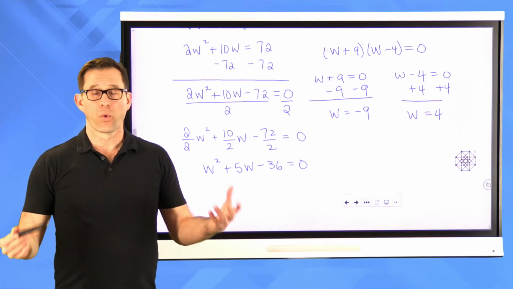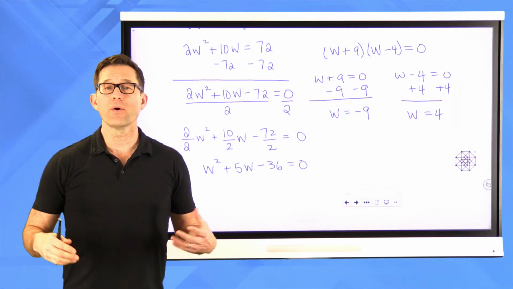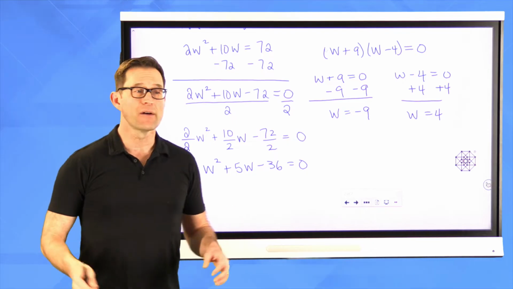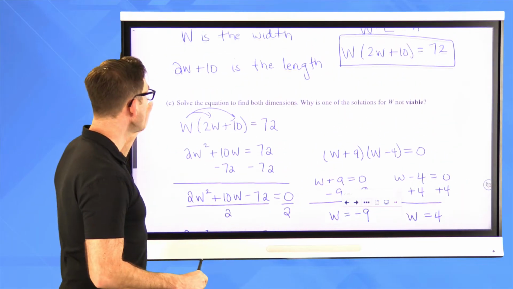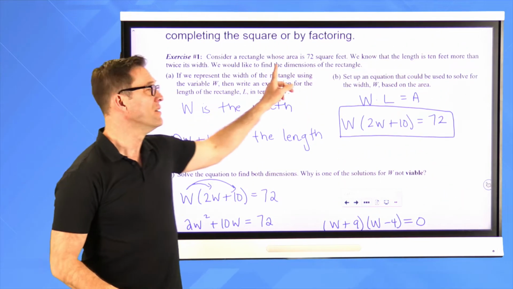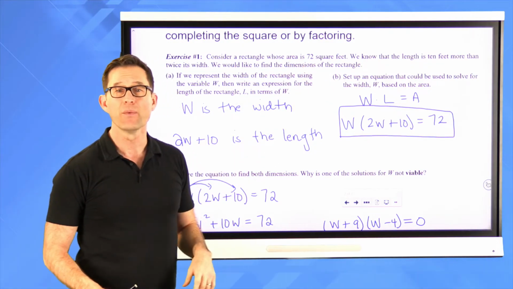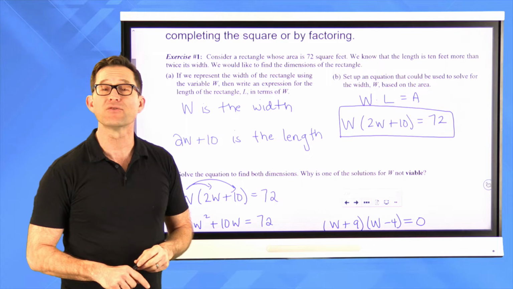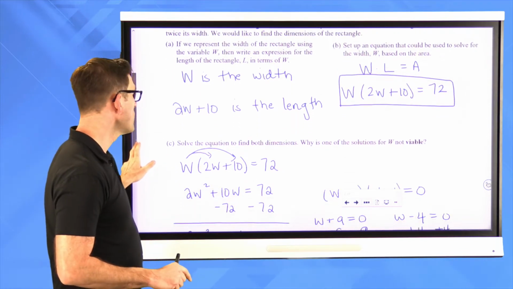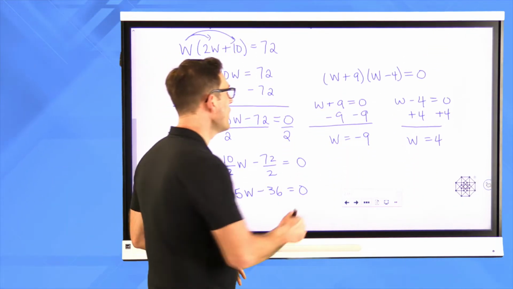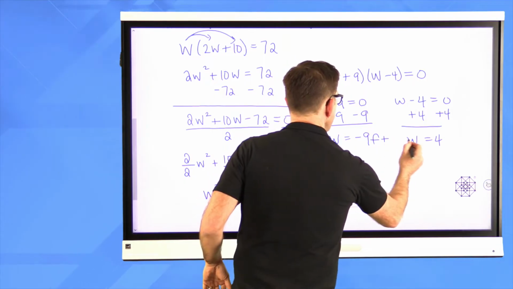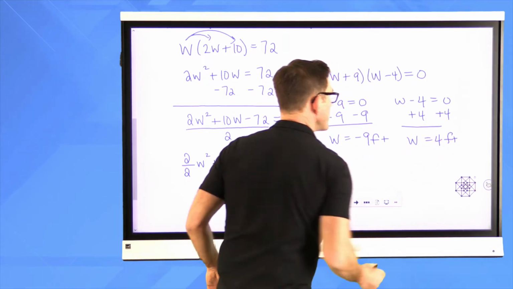In all word problems, you always want to be very aware of things like units and stuff like that. So if I go back up here, right, I note that my rectangle has units of 72 square feet, which means that my width must be in terms of feet. Therefore, these two answers are negative 9 feet and 4 feet.